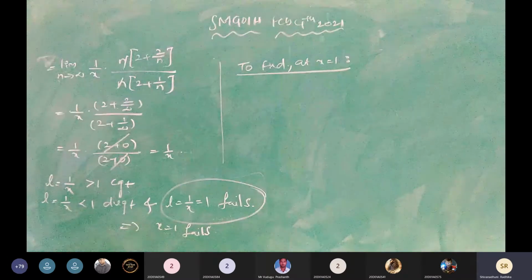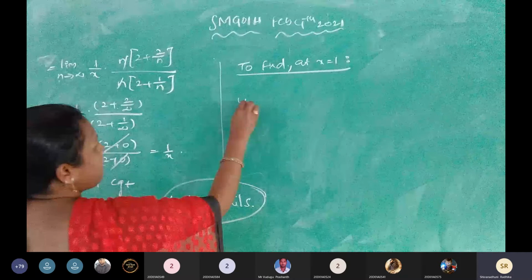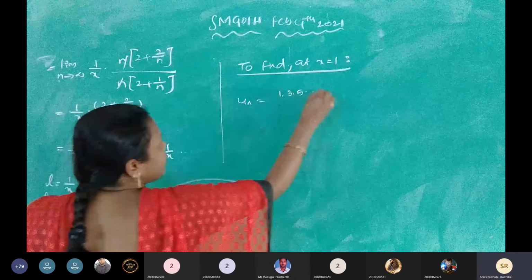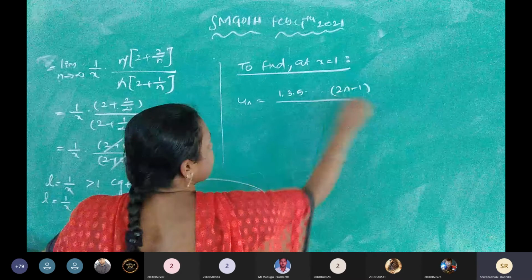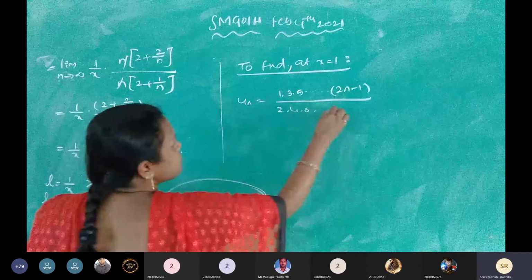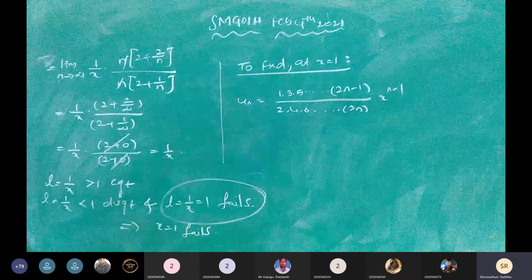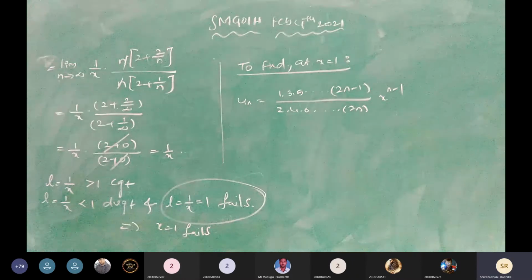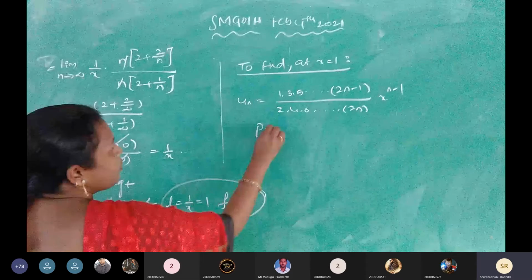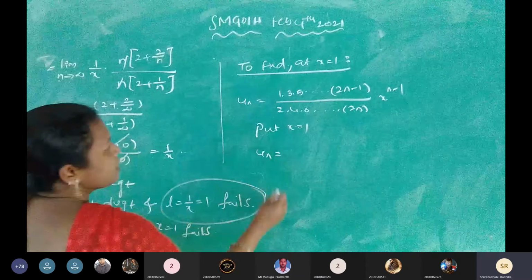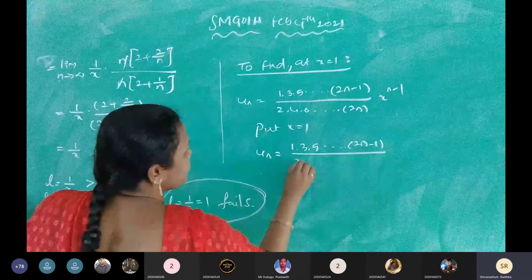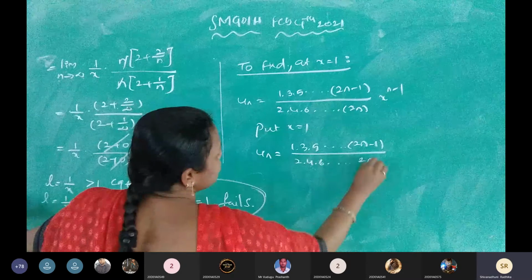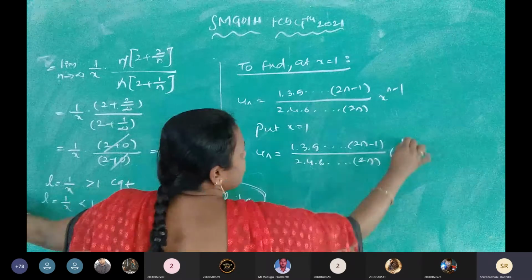It is clear. Now Un equals to 1 into 3 into 5 up to 2n minus 1 by 2 into 4 into 6 up to 2n, x to the power of n minus 1. It is clear, all of you? So that is the Un term. Now I am going to substitute here x equals to 1. It is clear? Now put x equals to 1. What is Un here? 1 into 3 into 5 up to 2n minus 1 by 2 into 4 into 6 up to 2n, 1 to the power of n minus 1.